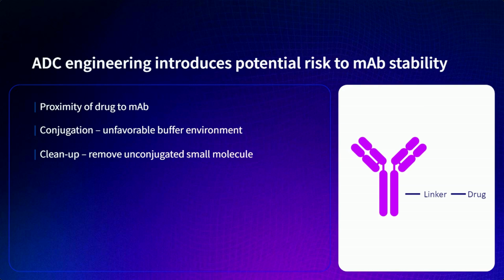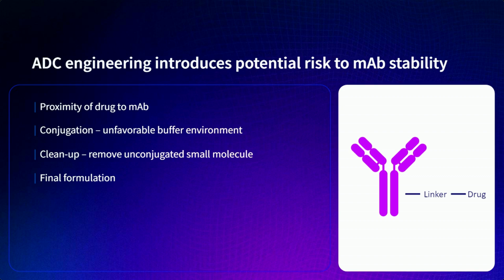And of course, the final buffer required for optimal stability of the ADC may be different compared to the unconjugated monoclonal antibody. Now, if you find that conjugation destabilizes the structure of the molecule, it may be worth investigating additives to further stabilize the final ADC.